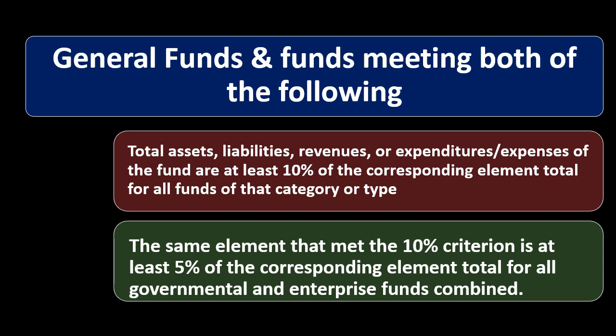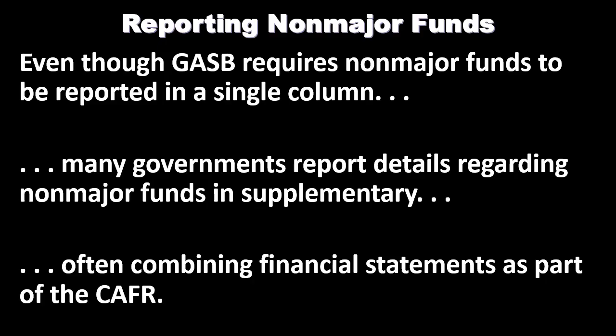So in essence, we have this very specific category that will tell us whether or not we have to break out into its own column a specific major fund. Reporting non-major funds. Even though GASB requires non-major funds to be reported in a single column, many governments report details regarding non-major funds separately, often combining financial statements as part of the CAFR, or the Comprehensive Annual Financial Report.